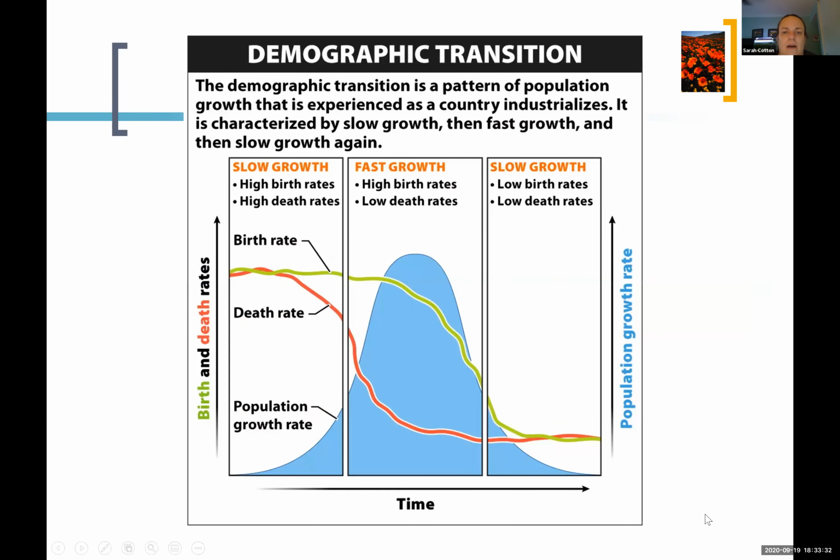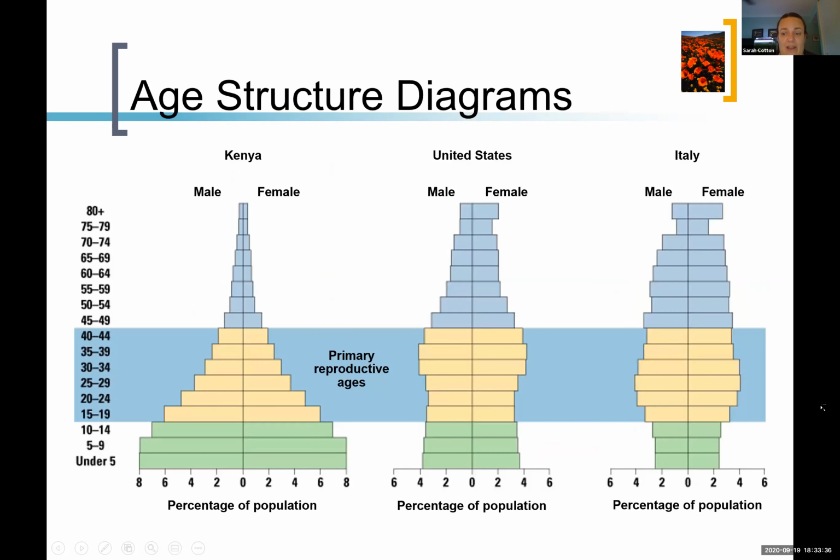We'll come back to demographic transition in a second, but real fast, let's look at this. This I like because now we're comparing a few other things. Two of these look familiar. This is from a different book and a different year, and it's slightly different, but the idea is the same. The blue bar with the yellow boxes in it represents the primary reproductive age.